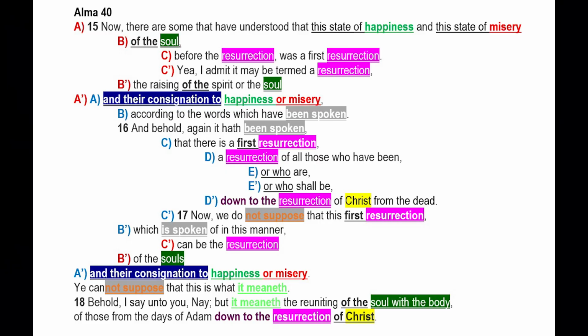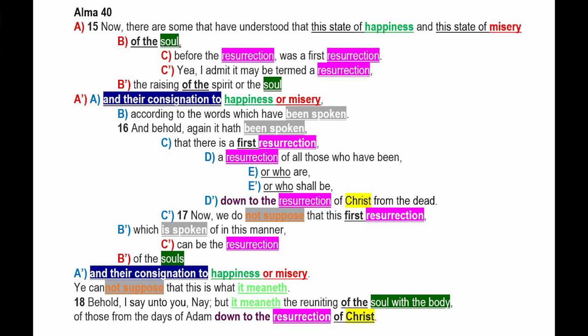It's just a heavy marker that this is a chiasmus. So then in B and B prime, you can see with white text, gray highlighting, the words "been spoken." According to which the words have been spoken, "behold again, it has been spoken," and down below, "which is spoken of in this manner." So it's a nice match.